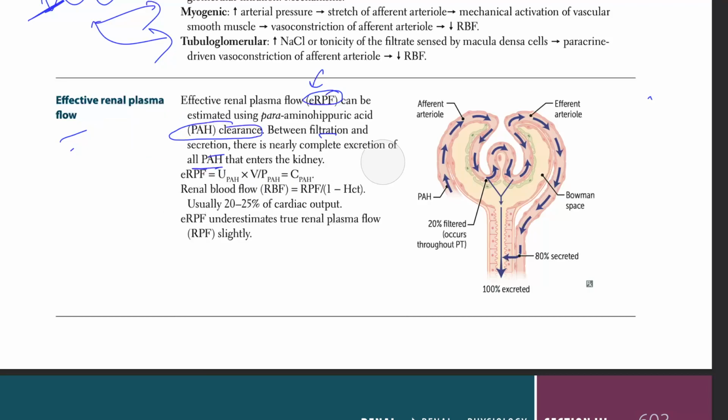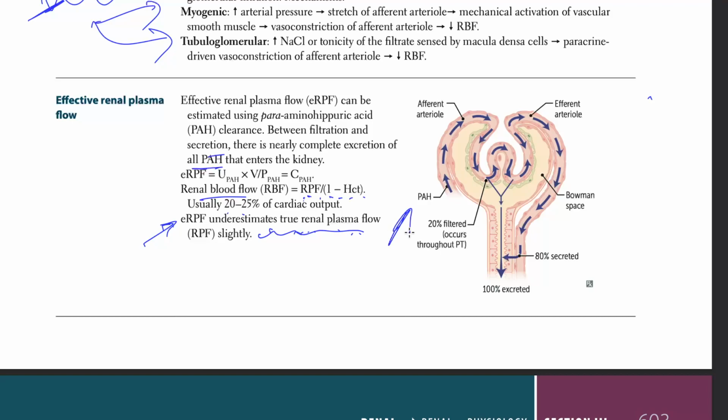So what does renal blood flow equal now? Renal blood flow equals renal plasma flow divided by 1 minus hematocrit, usually 20-25% of cardiac output. Effective renal plasma flow underestimates the true renal plasma flow. So effective renal plasma flow underestimates the actual renal plasma flow.